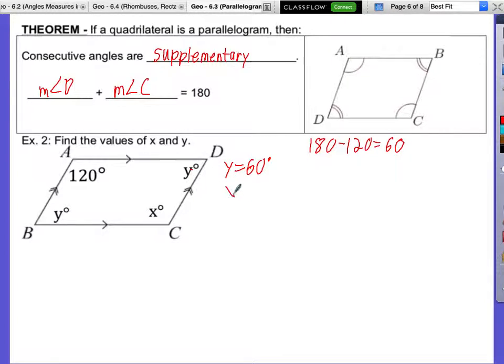Okay, what do we know x is? 120 degrees. What's one way we can know that? Because 60 and 120 have to add up to 180. What's another way we can know this is 120? A and C are congruent because they're opposite angles. So we can know it either way. Questions on those?